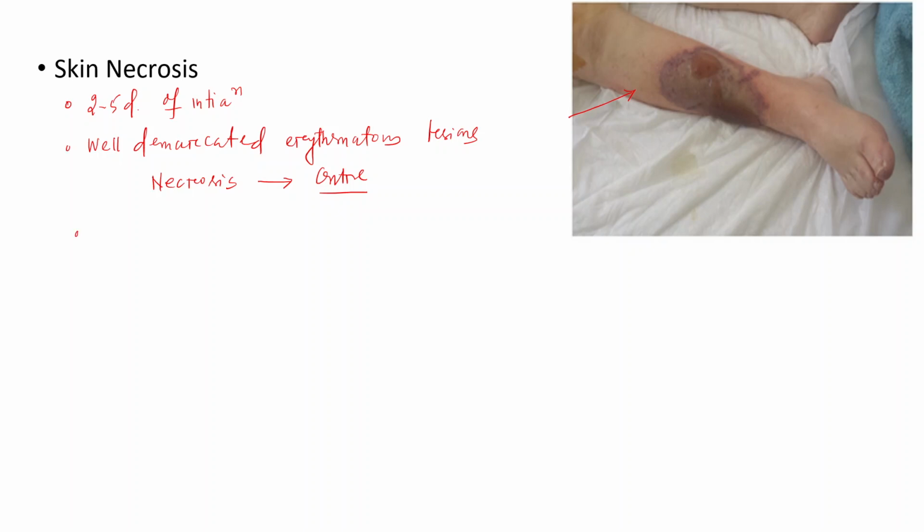Usually, the fatty areas are affected: buttocks, thigh, wrist. The fatty areas are affected most commonly. Toes are also affected. And if you take a biopsy of this lesion from the periphery, that means near the normal skin region, you may get thrombi in the microvasculature.